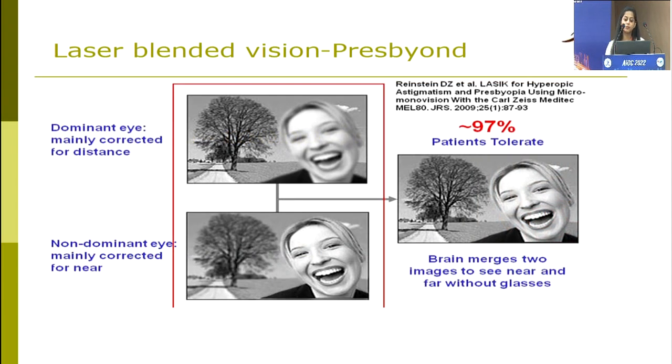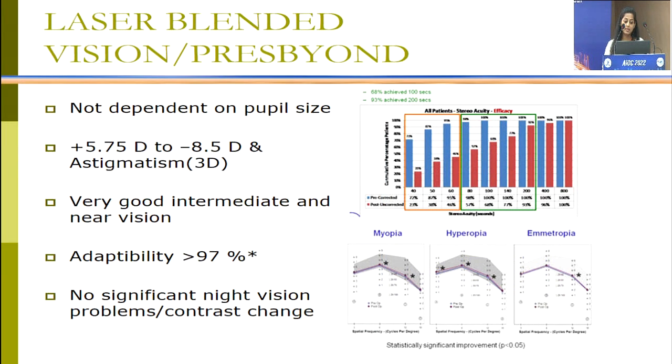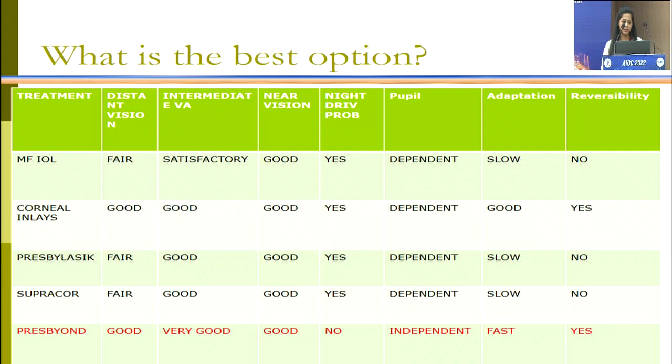So in laser blended vision with Presbyond, patients tolerate this better as it is not dependent on the pupil size, and a wide range of refractive error, that is around plus 5.75 to minus 8.5 diopters, and also astigmatism of 3 diopters can be treated. It has very good intermediate and near vision. The adaptability is good, and there are no significant night vision problems or contrast change.